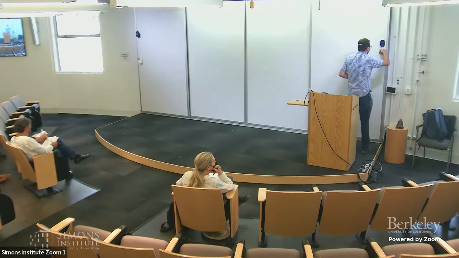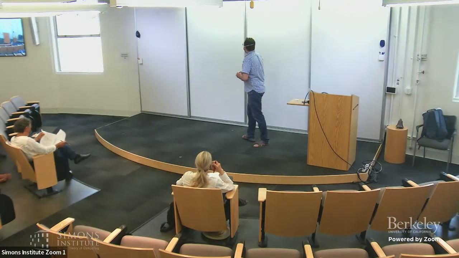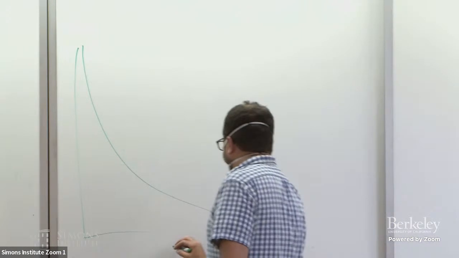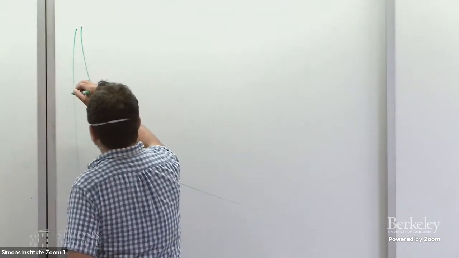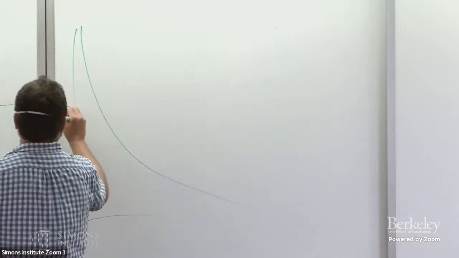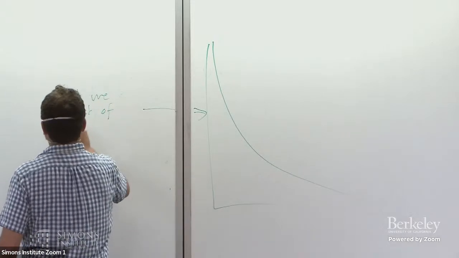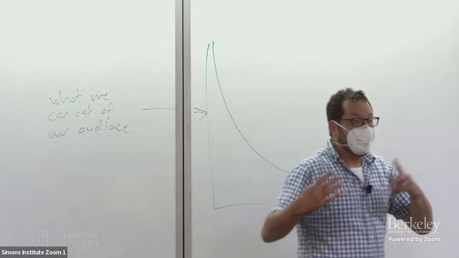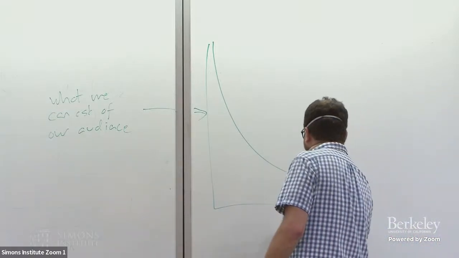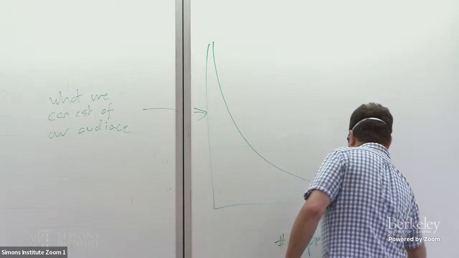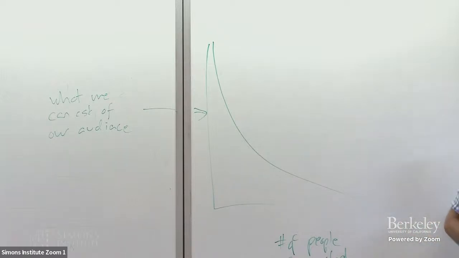Let me draw a picture of the way I think about it, because there are a lot of ways that we scientists convey information. The way I like to think of it is that there's a big curve like this. I planned this board very badly, didn't I? Okay, I'll label this axis: this is what we can ask of our audience, whether in terms of time, energy, or attention. And this is the number of people reached. So the reach and the size of the ask are inversely related. A lot of what we do as science communicators is somewhere on this curve.